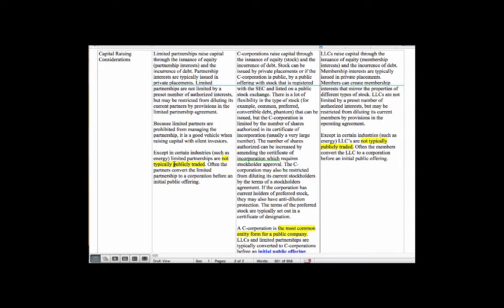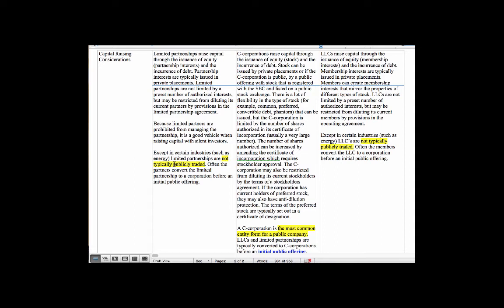And interestingly, the industry that comes to mind is the investment management industry. So hedge funds and private equity funds tend to be limited partnerships, as do real estate and oil and gas and those kinds of partnerships or investment partnership structures. Even the word investment partnership includes the word partnership, right?